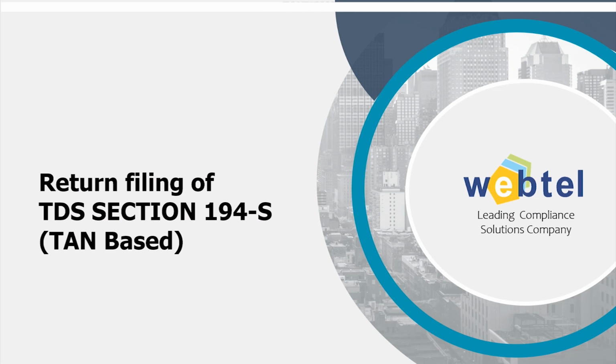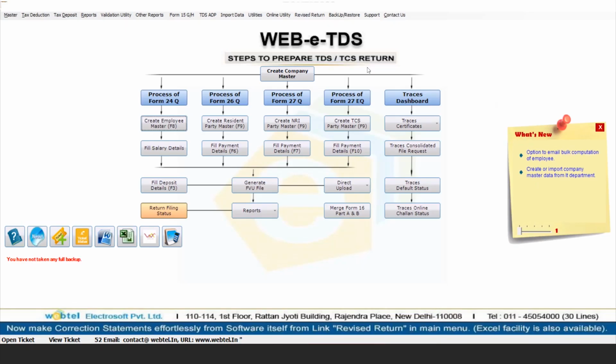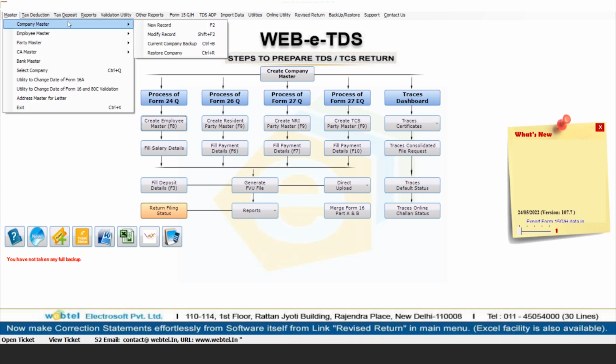Further, I can give you a view on TAN-based TDS return filing as per Section 194S. For this, I am taking you to my desktop screen. This is our Webby TDS solution, through which you will be able to file a TAN-based return under Section 194S. For the filing of the return, firstly, you need to create a company master. For that, go to the Master tab, then click on Company Master, then click on New Record.